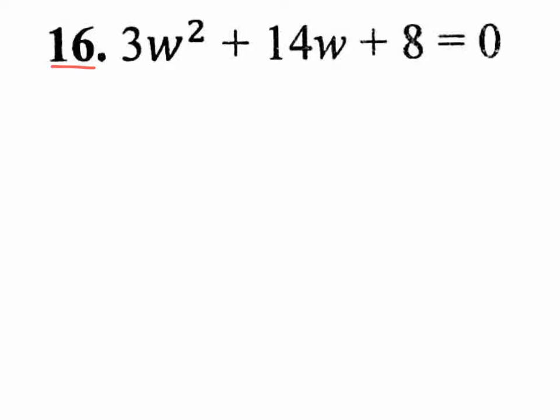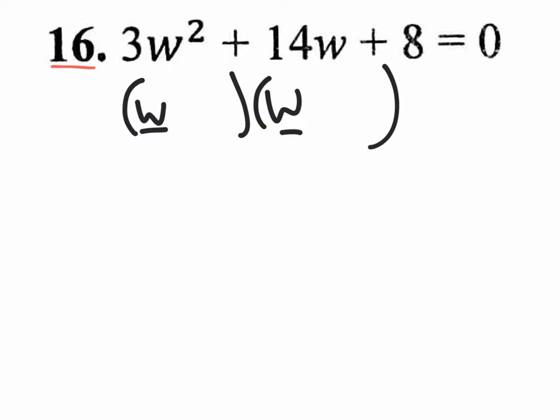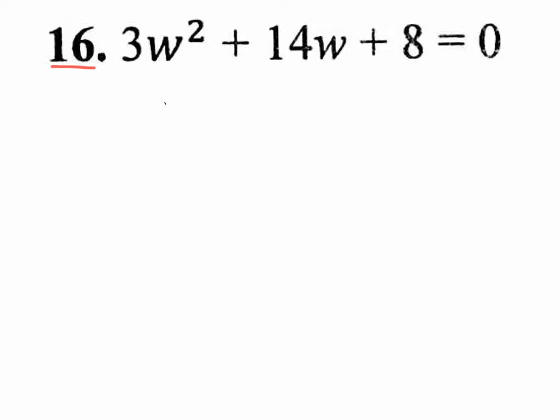Jump to number 16 on worksheet 8.7 WSPN. The A value is not 1. Once again, the A value is not 1. If it were 1, then you could jump straight to this, where you put W times W, because W times W gives you W squared, but the 3 messes it up. If the A value is not 1, then you can't do any of this. The shortcut is out the window, right? So what are we going to do? We're going to use that long process.